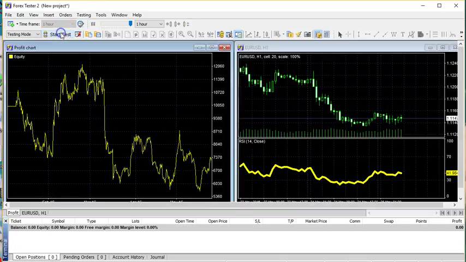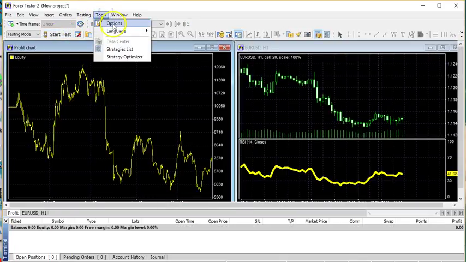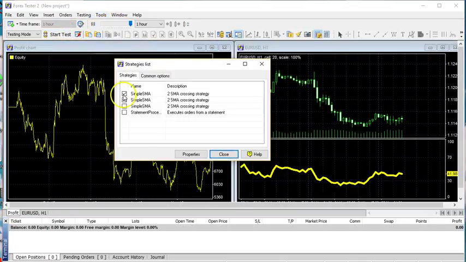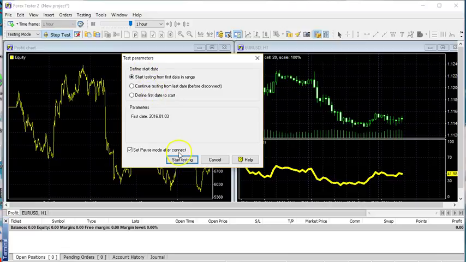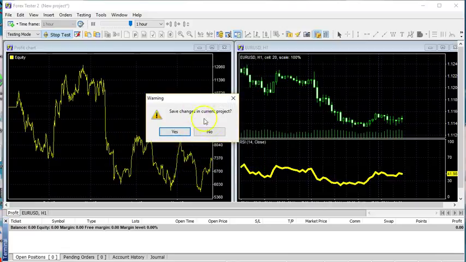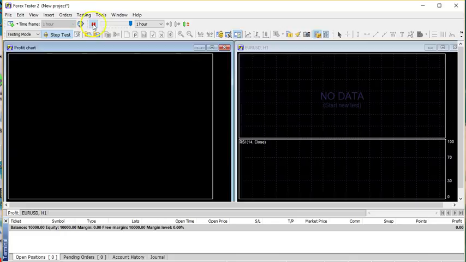Well, let me clear it out. I just want to start fresh. I don't want to do any automated trading. I'll start at the first area of the range. I don't want to save it.